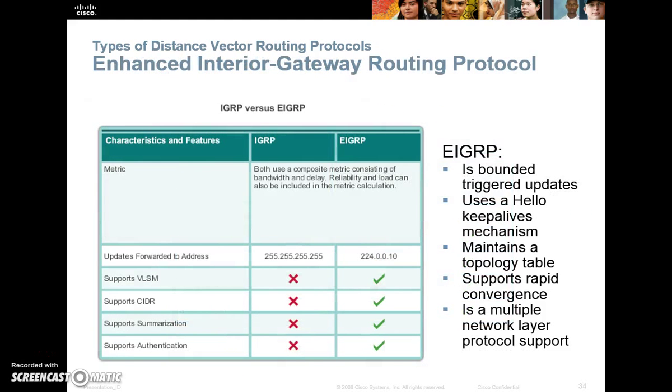How about IGRP versus EIGRP? IGRP is the older version of EIGRP. IGRP uses broadcast, EIGRP uses multicast. IGRP is classful and EIGRP is classless. That's why IGRP doesn't support VLSM, CIDR, route summarization, and it also doesn't support authentication, while EIGRP supports all of them.